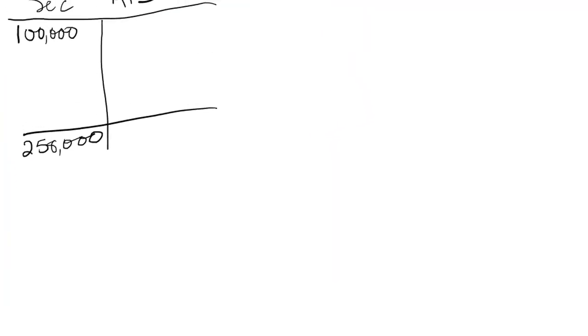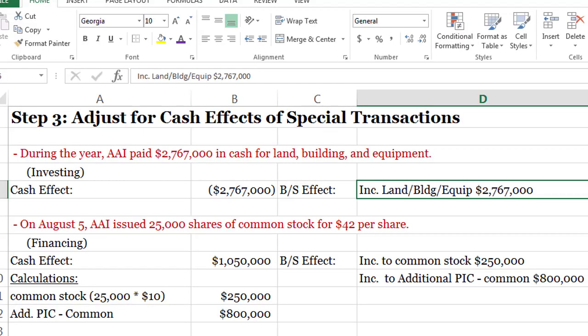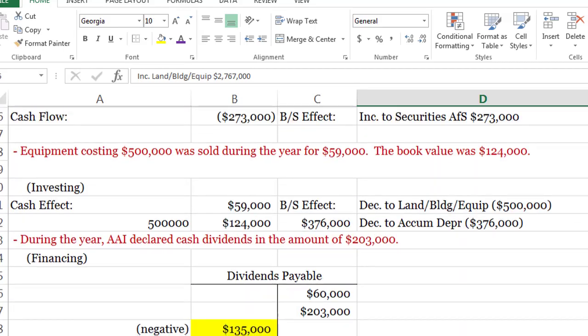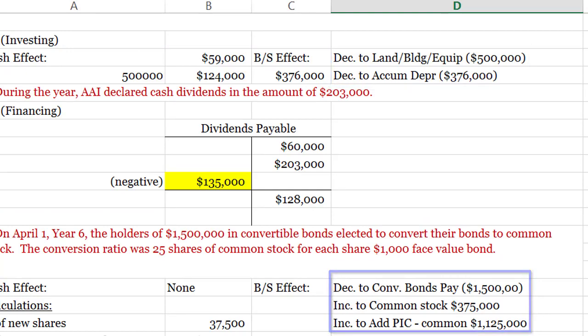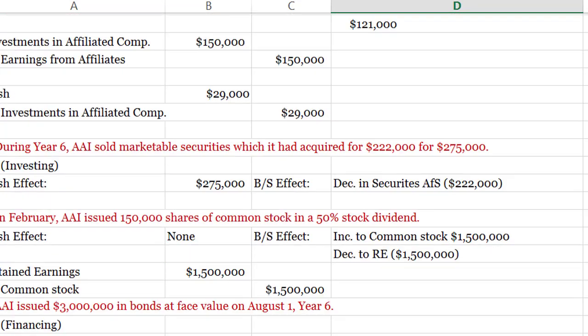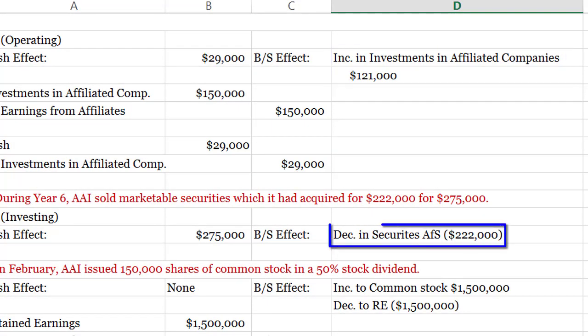So let's go back. We had an increase of 273, and this was a purchase of stock. Let's see if there are any more. So I'll scroll down a little bit here. Land building equipment, accumulated depreciation, bonds, common stock, additional paid in capital, no. Scroll down again. Investments in affiliated companies, no. Oh, there's one. Decrease in securities available for sale, 222,000. Looks like I sold some securities.